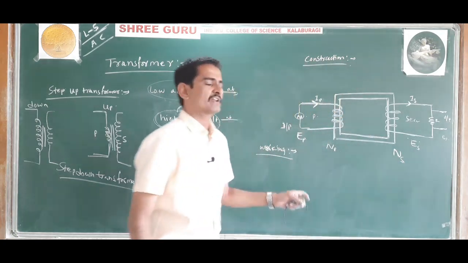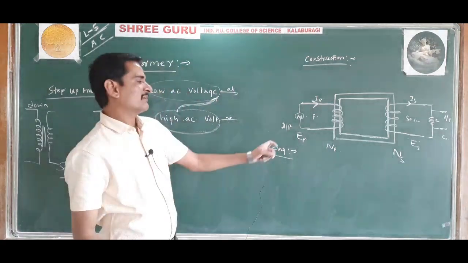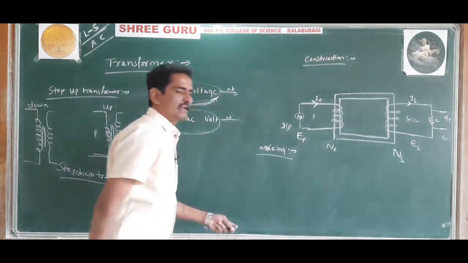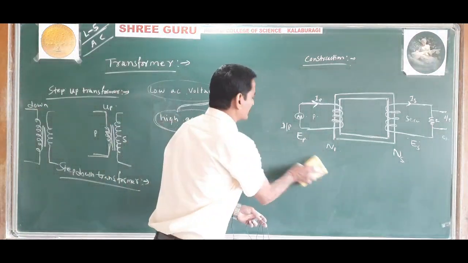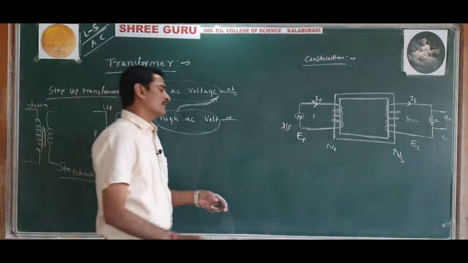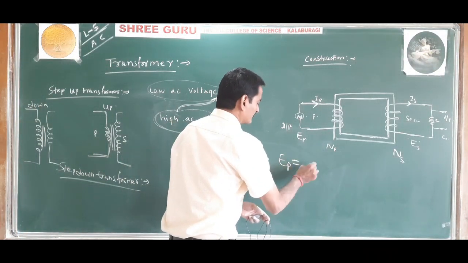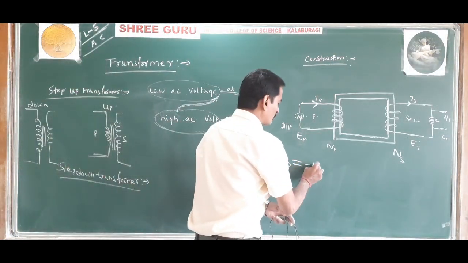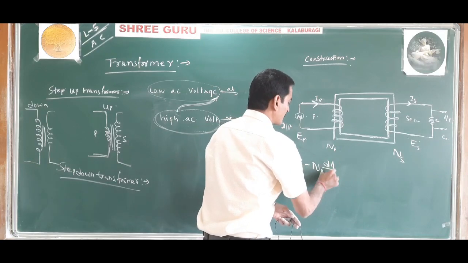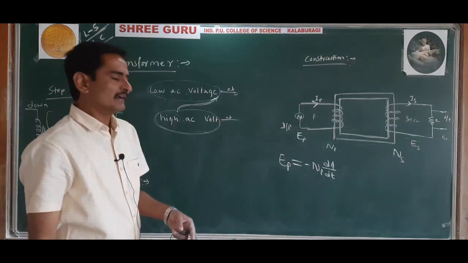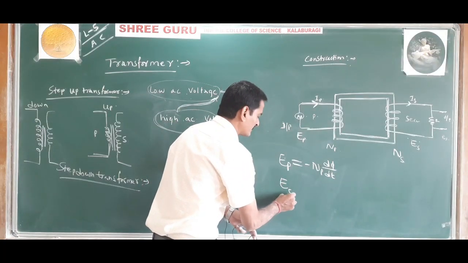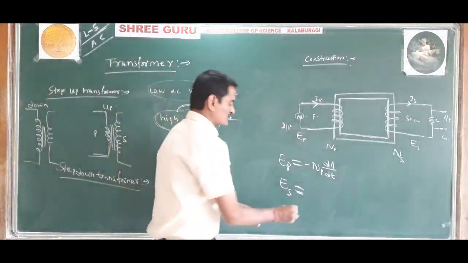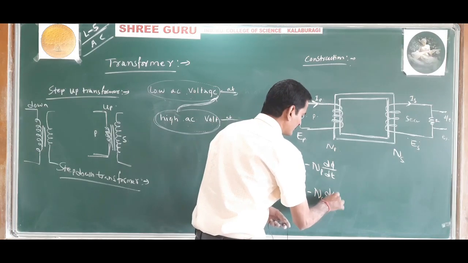So now let NP and NS be the number of turns in the primary and secondary coils. Then according to Faraday's law of electromagnetic induction, EP, the EMF applied in the primary coil, is given by EP = -NP dφ/dt, and similarly ES, the induced EMF or output voltage in the secondary coil, is ES = -NS dφ/dt.